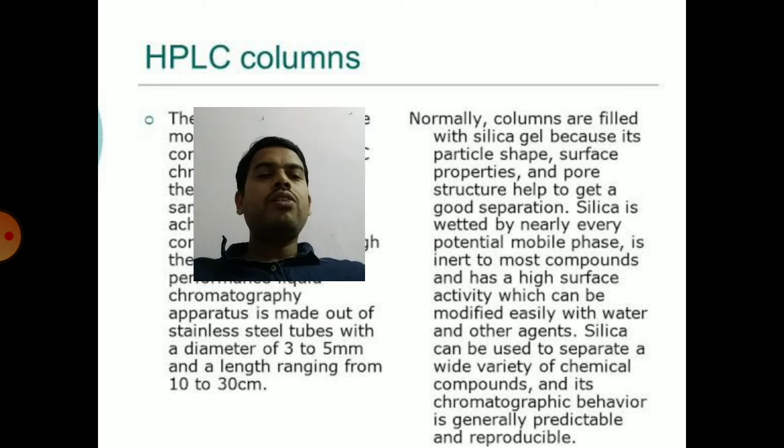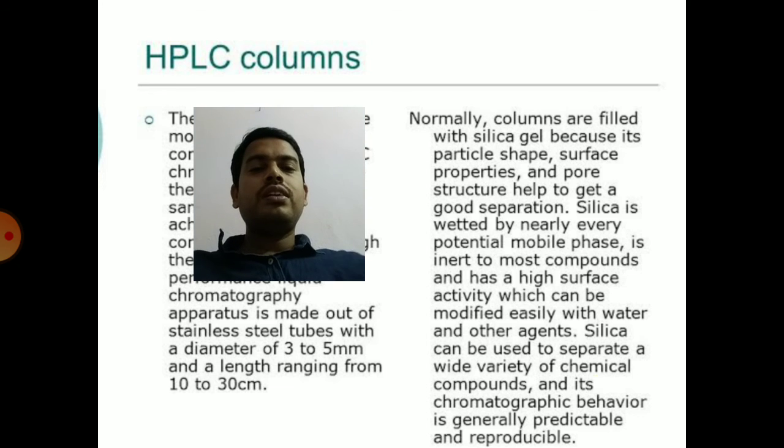Normally columns are filled with silica, and silica can be used to separate a wide variety of chemical compounds, and its chromatographic behavior is generally predictable and reproducible. That means silica is used as the stationary phase in the column, and for the mobile phase, you use buffers if you are using proteins, and if you are using drugs, you can use certain solvents for eluting your drug of interest.